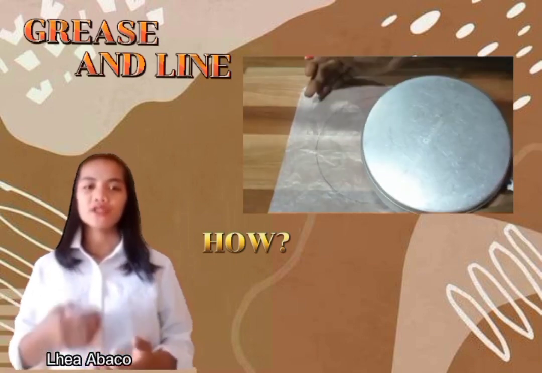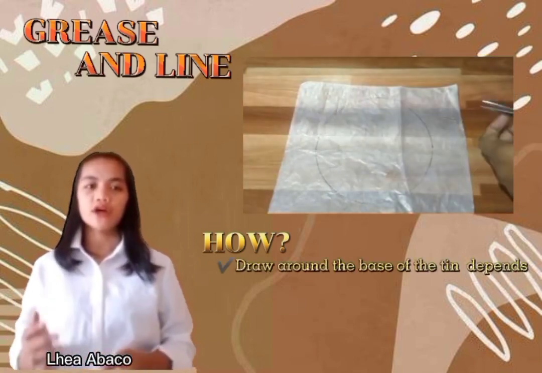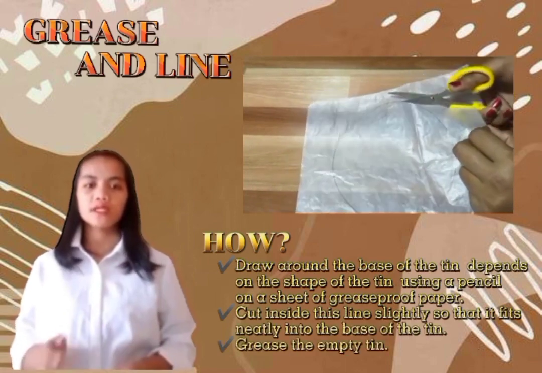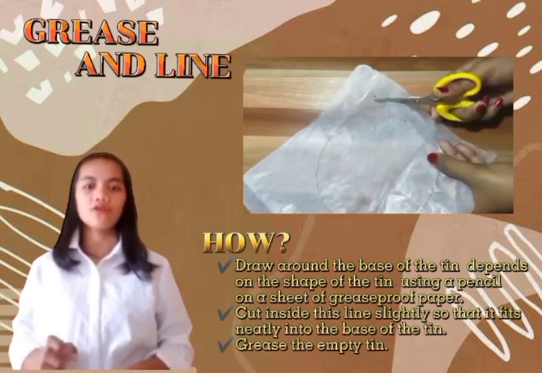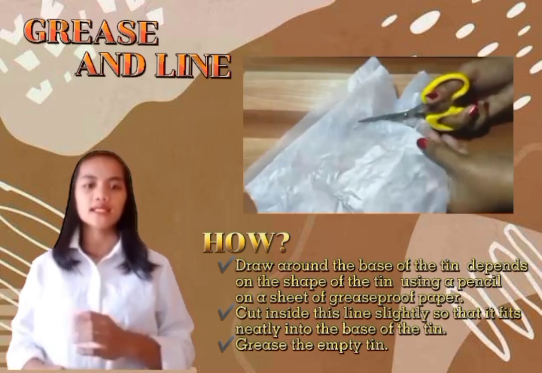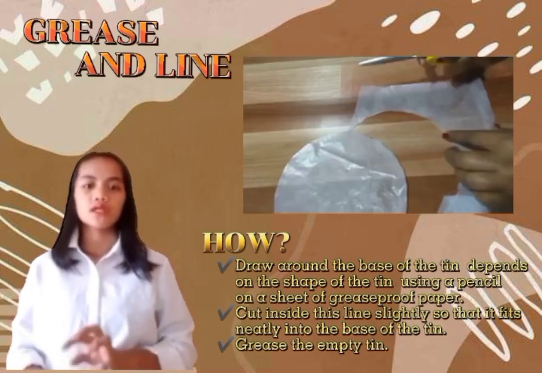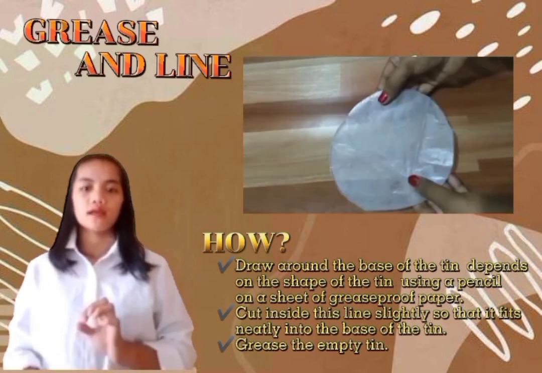Now, I'll teach you how to grease and line. Draw around the base of the tin, depending on the shape of the tin, using a pencil on a sheet of greaseproof paper. Cut inside this line, slightly, so that it fits neatly into the base of the tin.